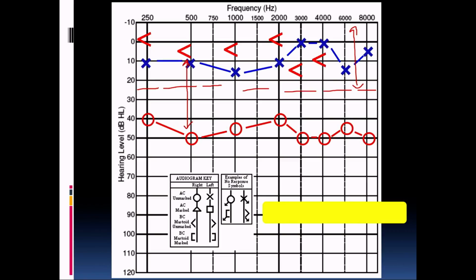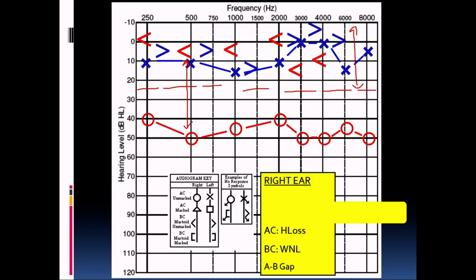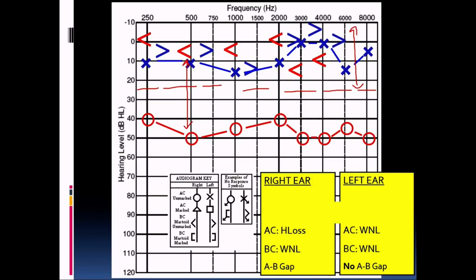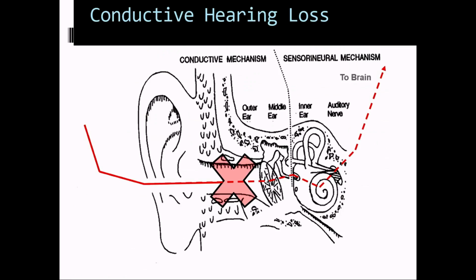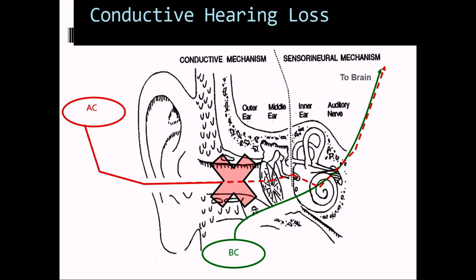Left ear, still within normal limits. So, left ear is within normal limits, no air-bone gap. Right ear has a conductive hearing loss. So, something in the outer or middle ear is causing a blockage, a reduction of sound energy, but only in the air conduction pathway. The bone conduction pathway is still completely intact.